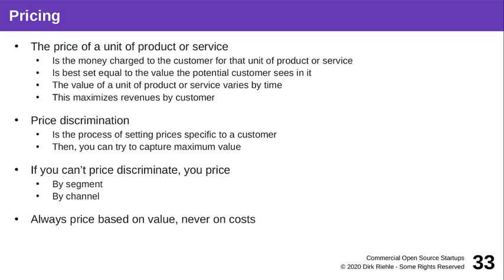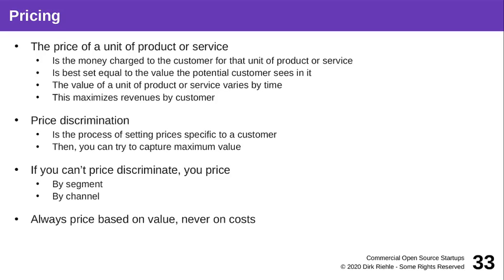And you can probably spot the problem right away. First of all, you don't know what that value is because you don't know that return on investment calculation that your customers do. And they would be fools to share it with you most of the time. And then it's different for each customer. So you would have to charge each customer a different price, which may or may not be possible. So it's called price discrimination.